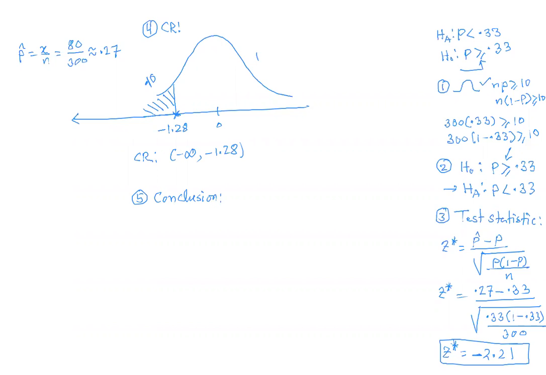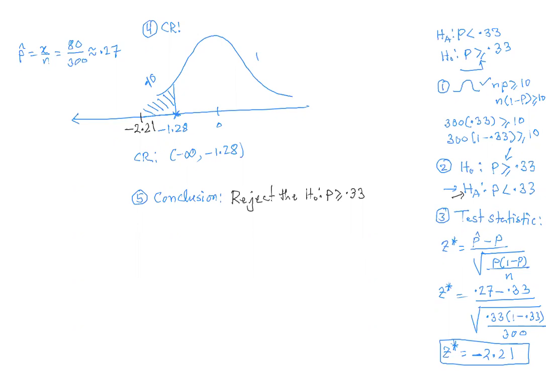Your test statistic Z star is, by the way, negative 2.21, which should be somewhere here, right? Negative 2.21. So it does fall in the critical region. So your conclusion would be you reject the null hypothesis, which is H sub 0, that proportion is greater than or equal to 0.33. You reject this given assumption. Null hypothesis is what is given.